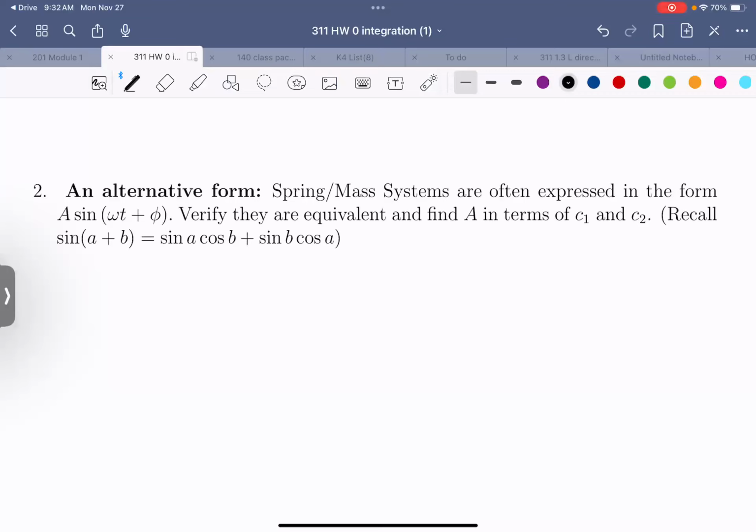Well, we already know what omega is. Omega is the square root of K over M. And we know that our phase shift is going to end up being 0, because we didn't have sine and cosine plus something. So how do we convert between the two? You want to show that A sine of omega t plus phi is equal to C1 sine omega t plus C2 cosine omega t.